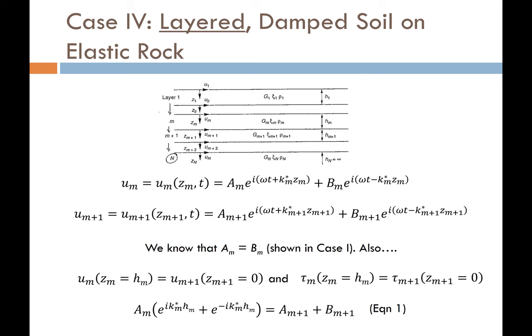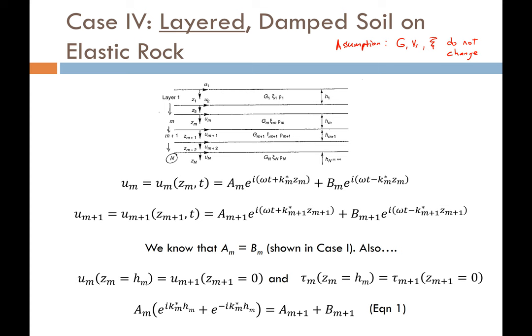All right, so let's introduce the final case. This is kind of like the nightmare case, because everything we've talked about thus far has been homogeneous soil. But what would happen if I introduced heterogeneous soil or layered soil that's damped and sitting on elastic rock? Now this case is going to be a lot more realistic. But you have to remember that we're still making the fundamental assumption that shear modulus, shear wave velocity, and the damping ratio do not change with strain, which we know is not true. But still, we're getting closer and closer to reality.